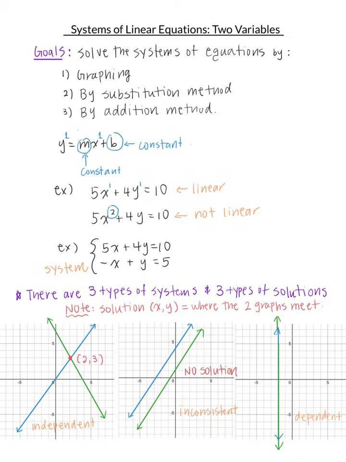Now let's look at the dependent system here. Remember, again, a solution is where the 2 graphs meet. So how many solutions do you think we have here? You guessed it, infinitely many. So we've got ourselves 3 choices for the solutions. 1, you're actually going to get a point of intersection. Second, no solutions. And third, infinitely many solutions.